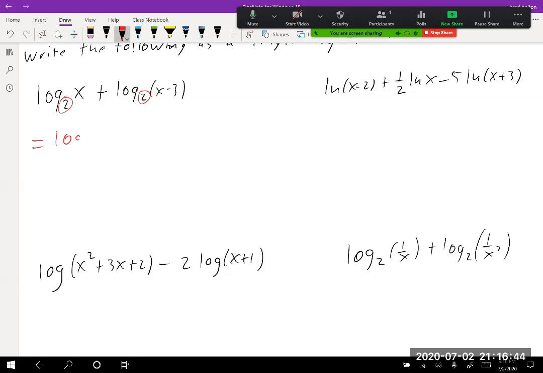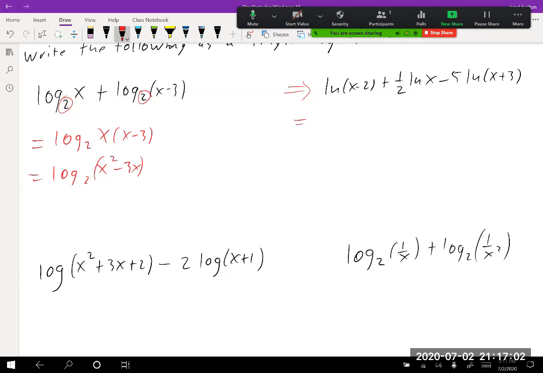So this will become log base 2 of x times x minus 3. Normally they might ask you to factor or FOIL this out, so x squared minus 3x. So that would be our answer there. No big deal. Okay. Now this one over here looks a little worse because it's longer. So we're on this one now.